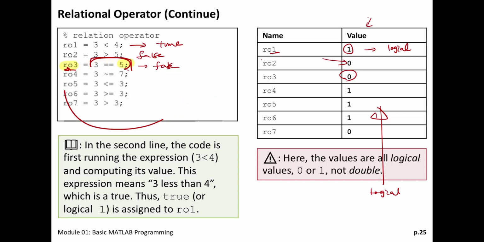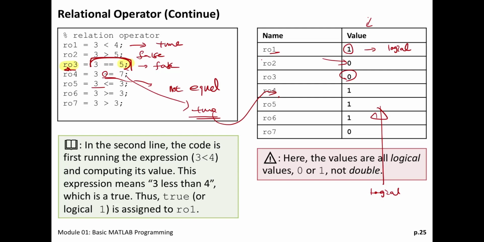Okay, what about this one? Oh, I forgot to mention that this one is called to check that it's not equal. 3 is not equal to 7, that's why it's true, right? 3 is less than or equal to 3, that's why it's true. Okay, makes sense? Okay, good.